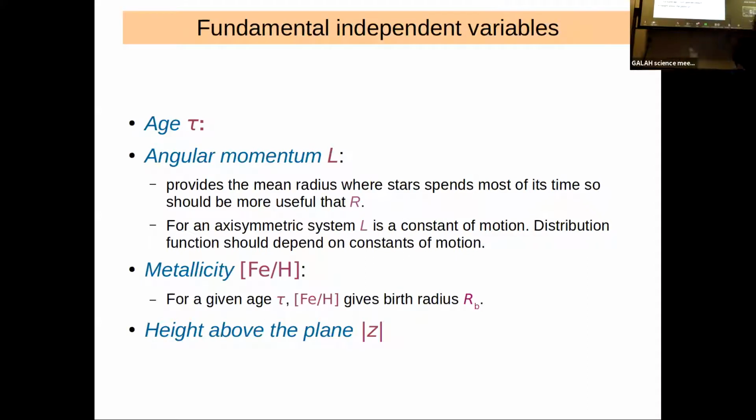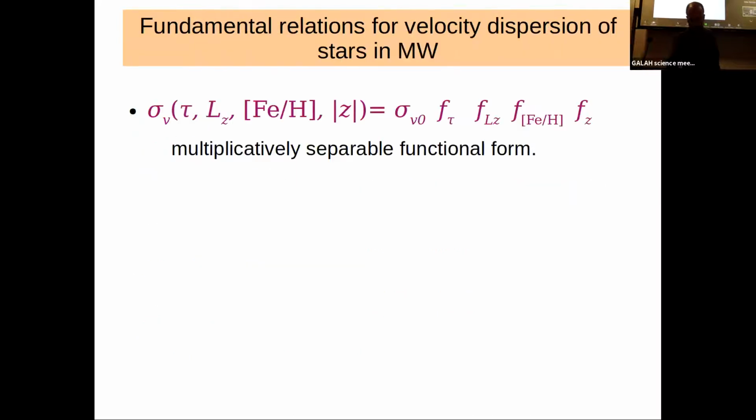So what are the fundamental variables that could be responsible? Well, age, of course, because scattering processes increase the dispersion with age. Traditionally, radius has been used, but I would argue angular momentum is a better variable. That's because it's a constant of motion, and if you want to construct a distribution function of a system in equilibrium, it should be a constant of motion. Then we have the metallicity, because for a given age, metallicity gives you birth radius. And finally, we have height above the plane. We put this in because we saw that the data actually demanded something like that, and I'll talk about that later.